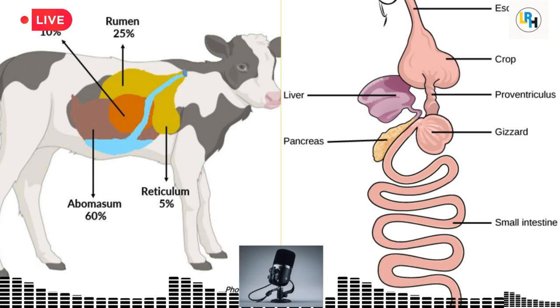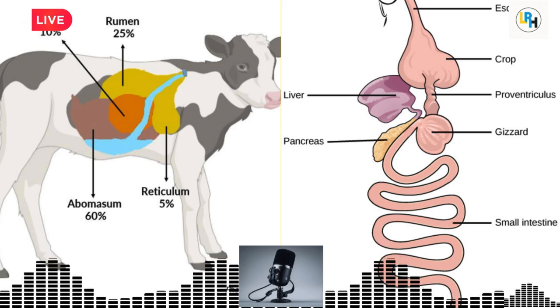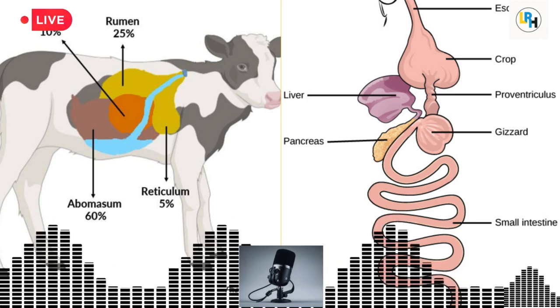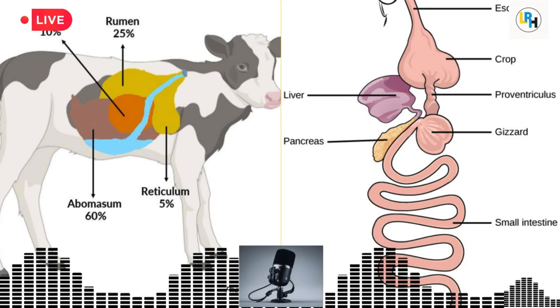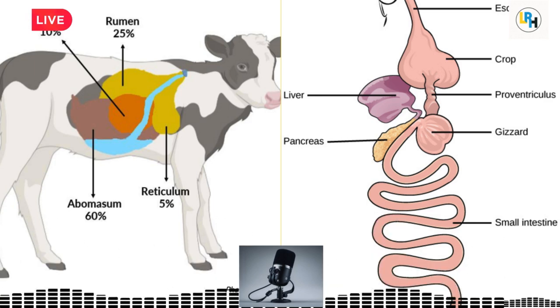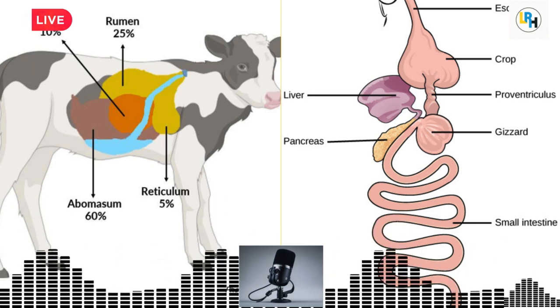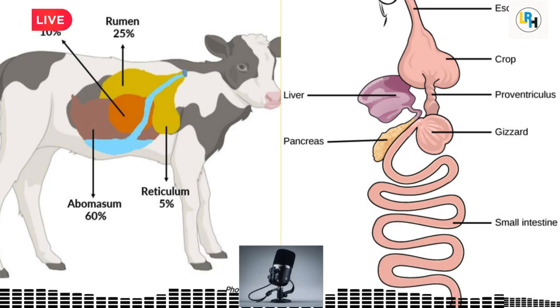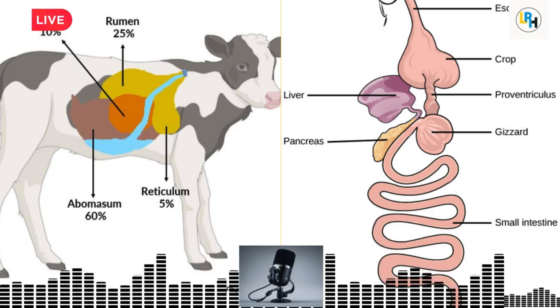Let's look at some examples of domestic animals. They can be categorized into 3: 1. Ruminants. 2. Monogastric animals. 3. Poultry. Let's take some examples of each of these categories.